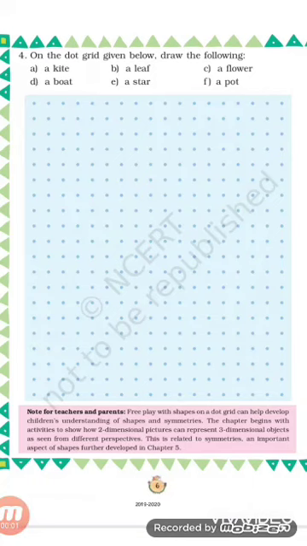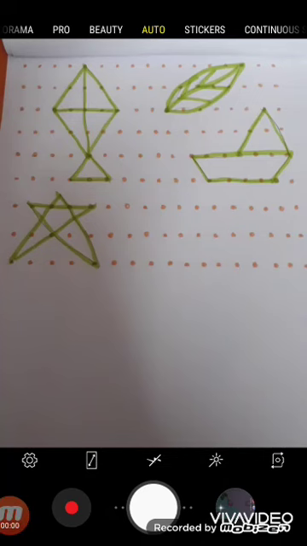On the dot grid given below, draw the following. Means you have to draw one kite here, a leaf, a flower, a boat, a star and a pot. On this following grid you have to draw all these things. I will show you how to draw these things. Kite, star, leaf, boat. In the same way you can also draw your own shapes and designs.